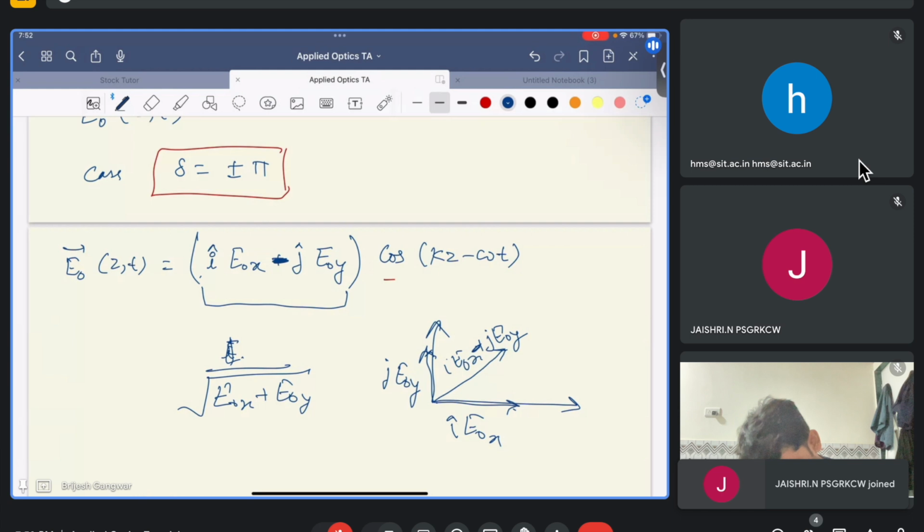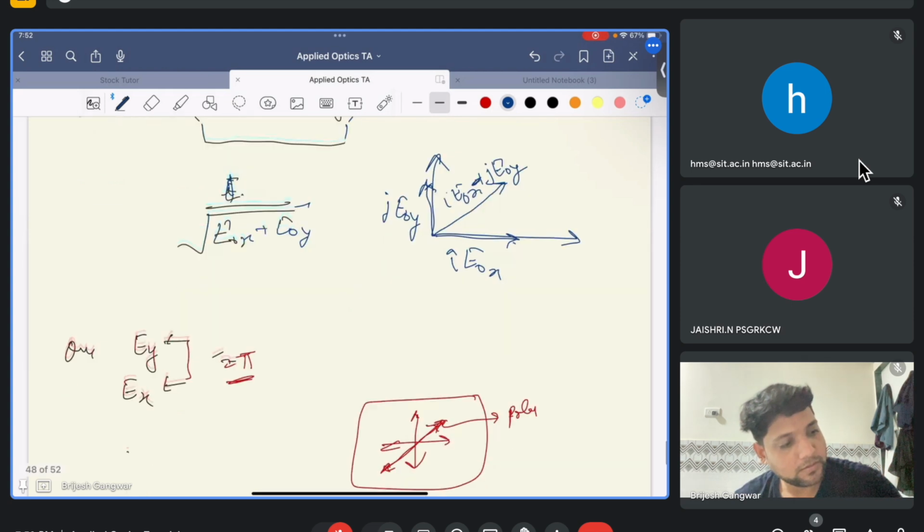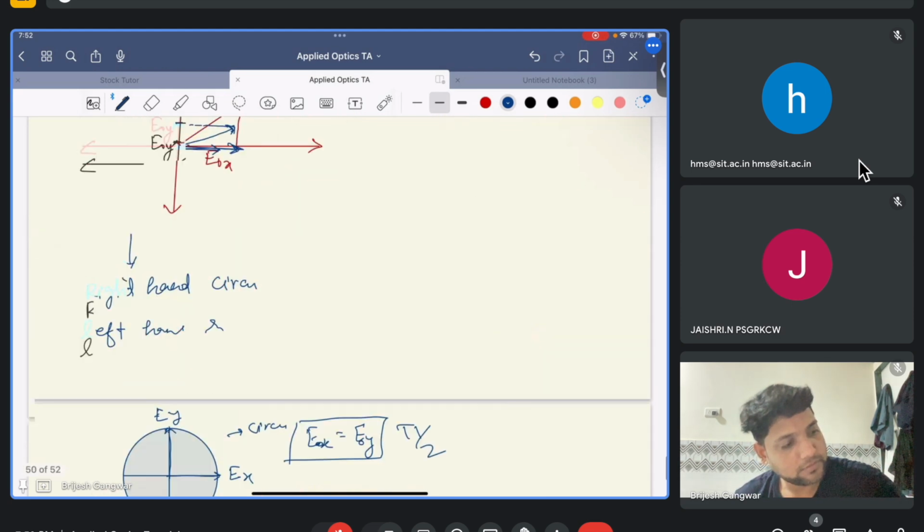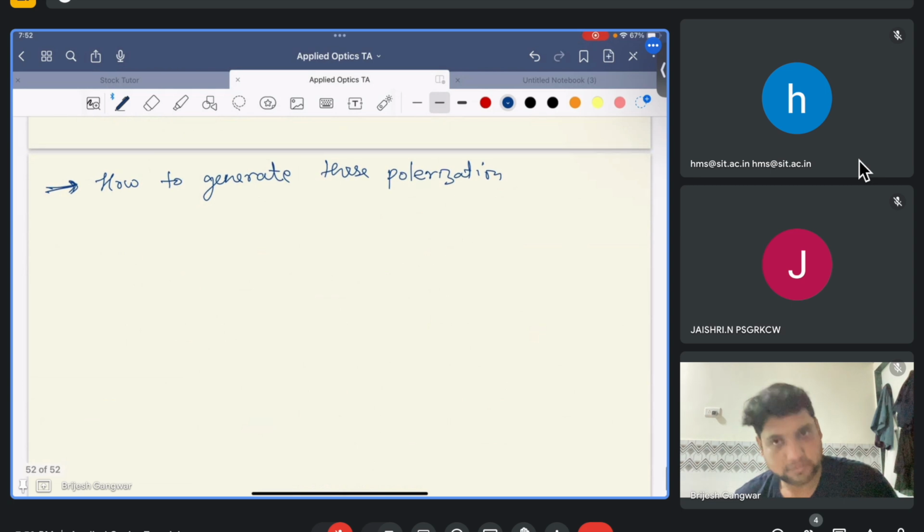So do you know how to generate all these things experimentally? Respond something.